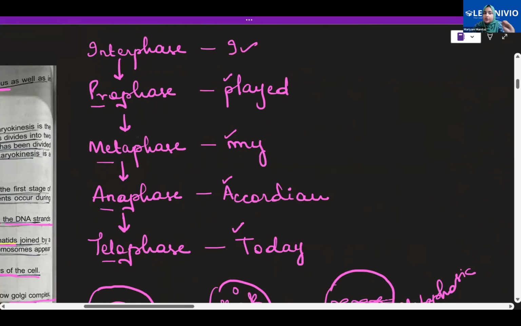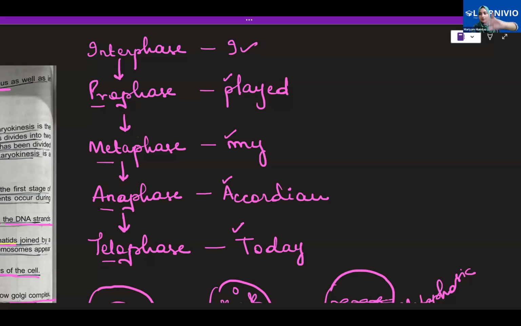No matter what you do, you cannot put anyone above or below any. This is how it is supposed to be, because this is how the sequence in which the division actually takes place. So what would you write? I mean, this is a mnemonic that I use to remember. So I played my accordion today.